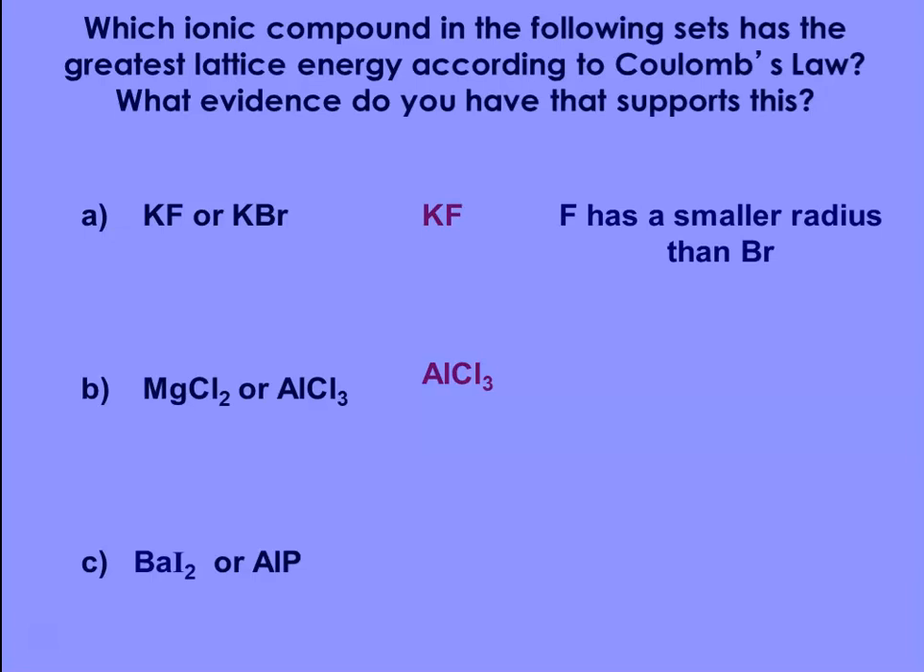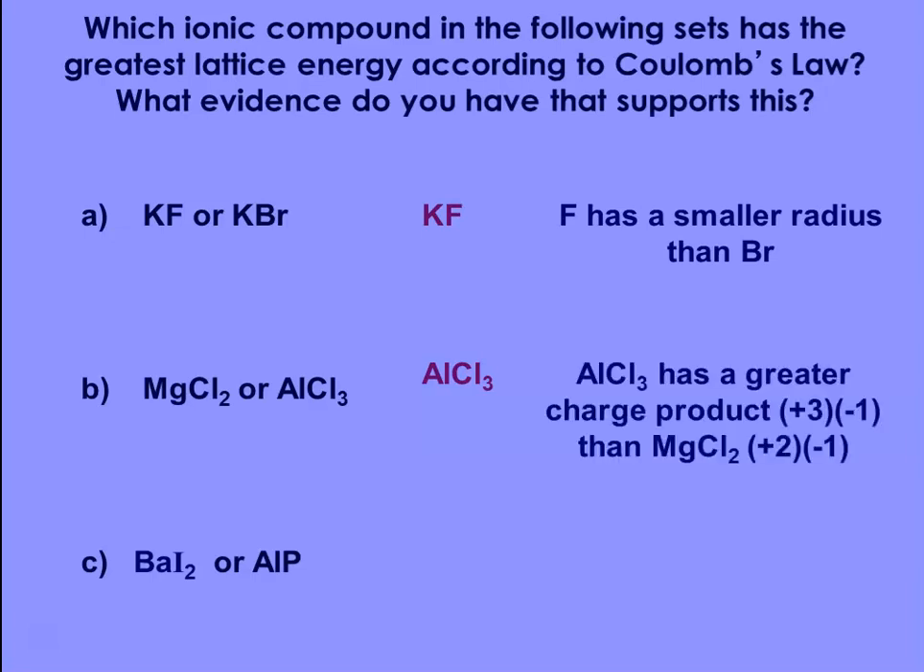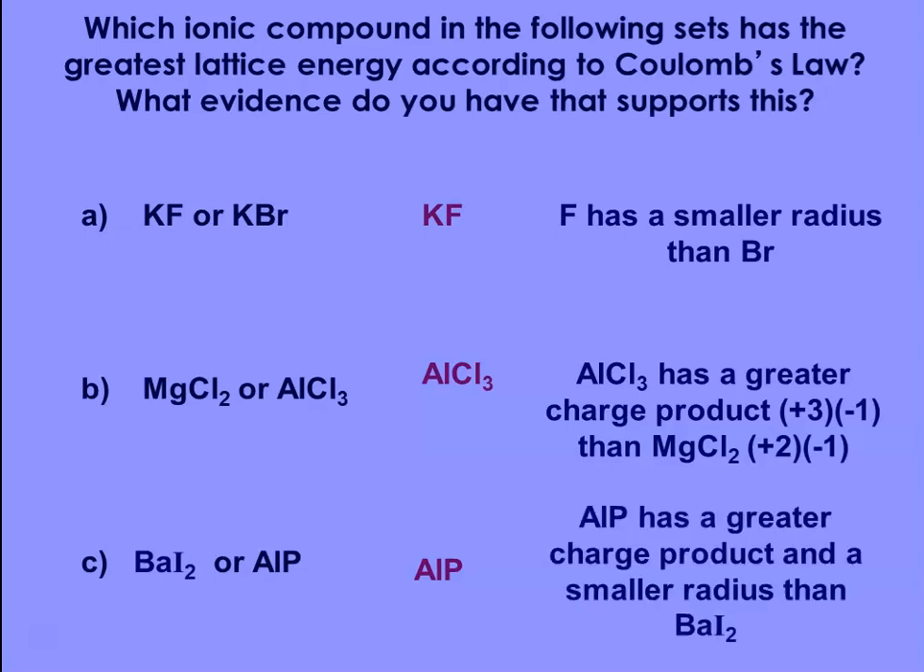Finally, with letter C, we have barium iodide and aluminum phosphide. Barium's +2, iodine's -1, so its charge product is -2. Aluminum's +3, phosphorus is -3, so its charge product is -9, substantially larger. And if we look at the location of aluminum to barium and phosphorus to iodine, I believe you're going to see that barium and iodine are larger. They have more shielding compared to aluminum and phosphorus. So, sorry, I forgot to put the explanation there for B. So aluminum phosphide is going to be the compound with the greatest lattice energy of this pairing because it had both the larger charge product and a smaller radius.